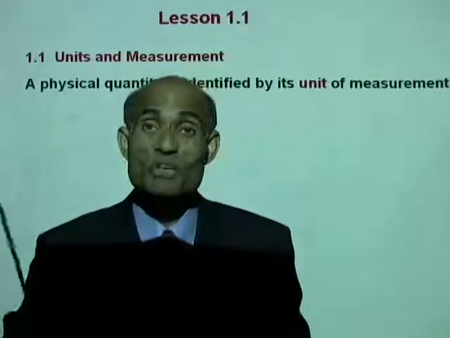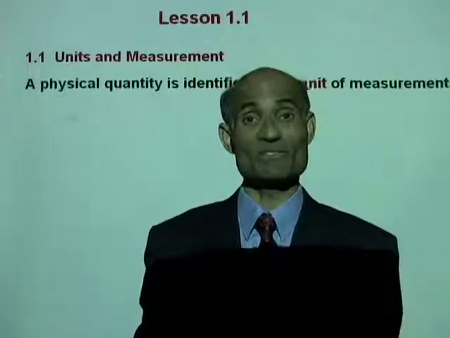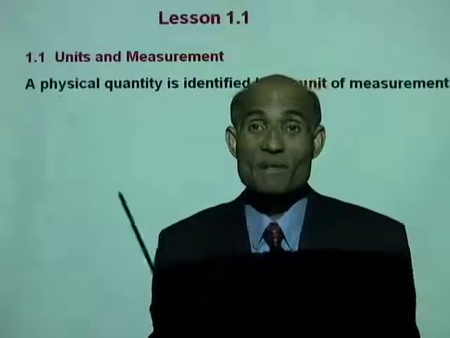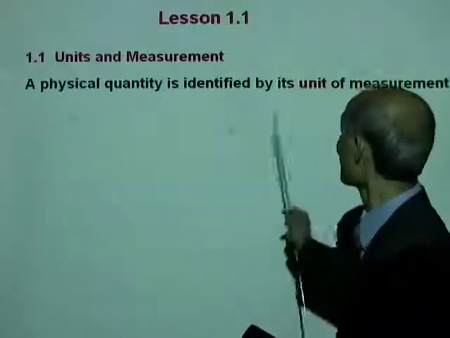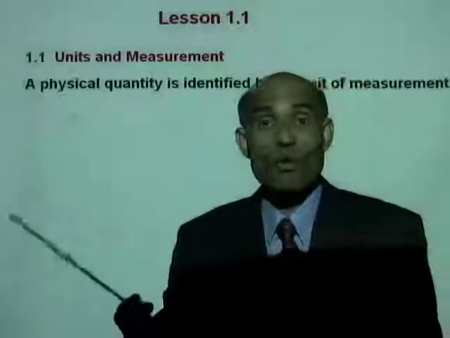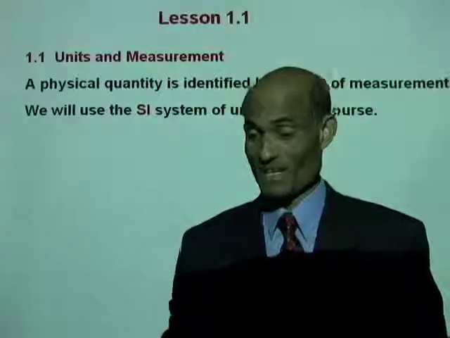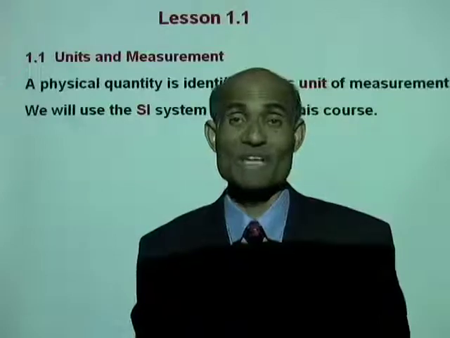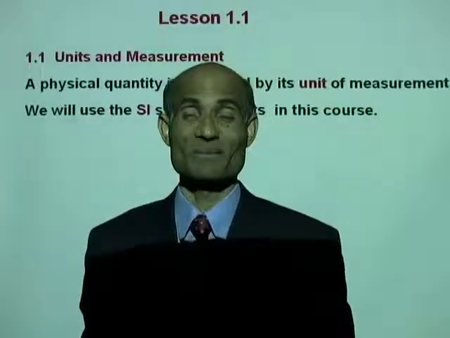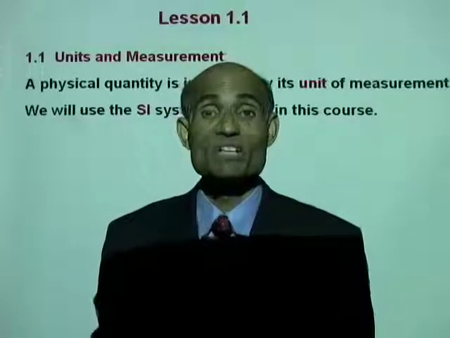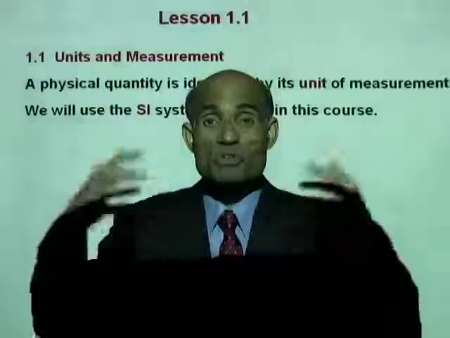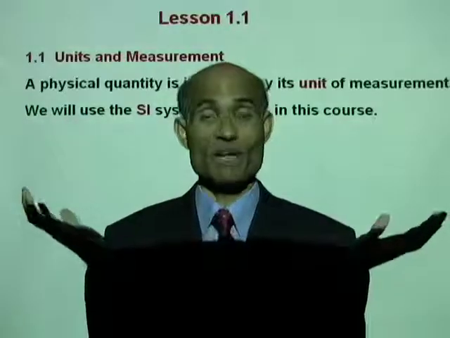So what does the unit of a physical quantity mean? A physical quantity is identified by the unit of measure. Once you know the unit, you know the quantity that is measured. Now, we will use the SI system of measurement in this course. What does SI system mean? It is the Système International. That is the system used all over the world.